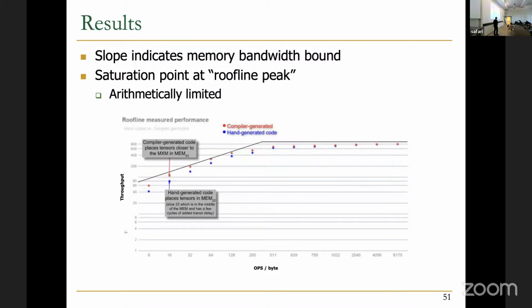So they're fully utilized. And the second thing here are the red and blue dots. The red dots mean our compiler-generated code that places tensors closer to the matrix times matrix multiplication units. And the blue ones are code that is hand-generated purposely such that it is further away. So they could compare how efficiently the compiler places these tensors and what the difference is if it's further away from the actual units. And you can see that it does not make that much of a difference down the road.